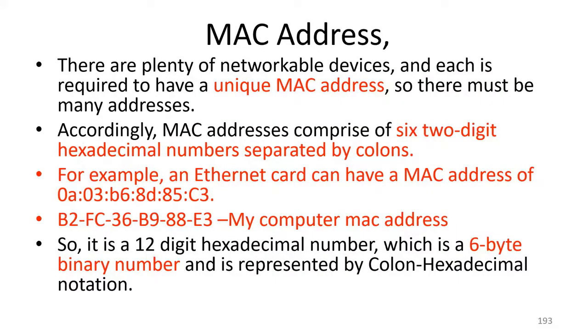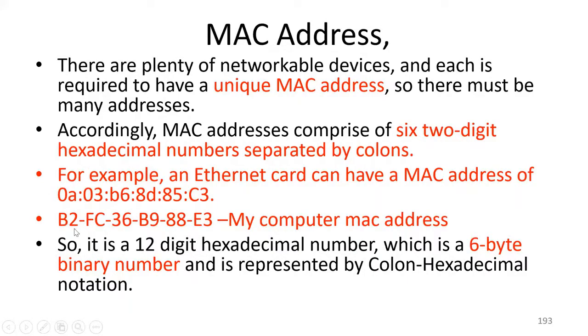There are plenty of networkable devices. Each device requires a unique MAC address, so many addresses are required. Accordingly, the MAC address consists of 6 hexadecimal pairs separated by colons. That is not necessary; some people use a hyphen, some use a dot, some use a colon. The MAC address always consists of 6 groups, each a hexadecimal number. For example, 0a, 03, b6, 8d, 85, c3, these are some of the numbers.